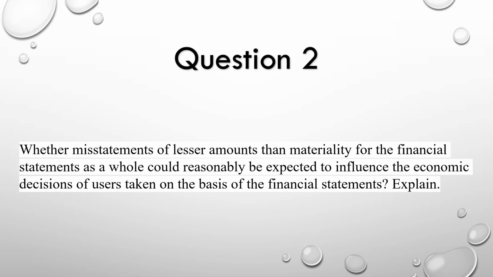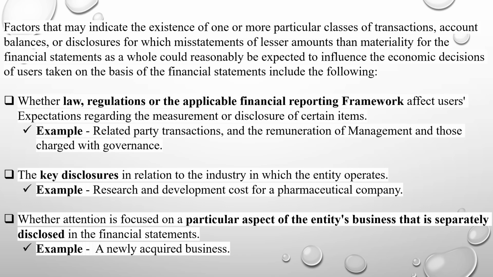Question number 2: Whether misstatements of lesser amounts than materiality for the financial statements as a whole could reasonably be expected to influence the economic decisions of users taken on the basis of the financial statements. Explain. Factors that may indicate the existence of one or more particular classes of transactions, account balances, or disclosures for which misstatement of lesser amounts than materiality for the financial statements as a whole could reasonably be expected to influence the economic decisions of users taken on the basis of the financial statements include the following.